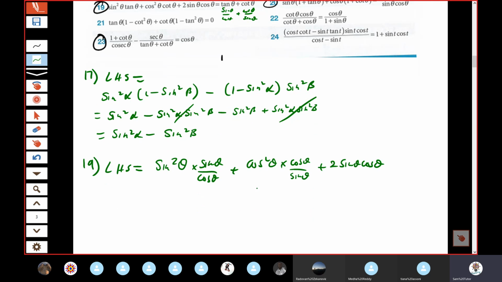Any questions at that stage? Anyone? That makes sense what I've done? I literally converted everything to sines and cosines. Then sine times sine is sine cubed on cos plus cos cubed on sine plus 2 sine theta cos theta. At this stage, I know I'm going to make a common denominator. That's just how we do them, right?